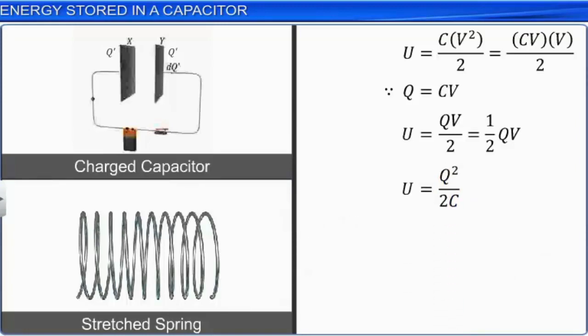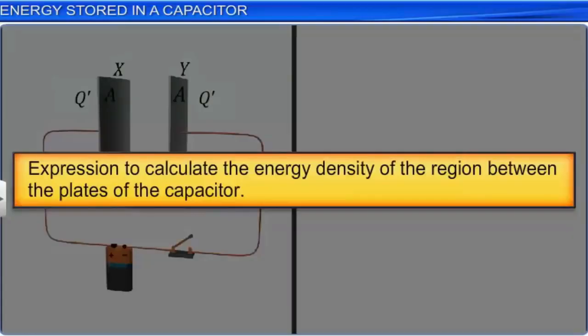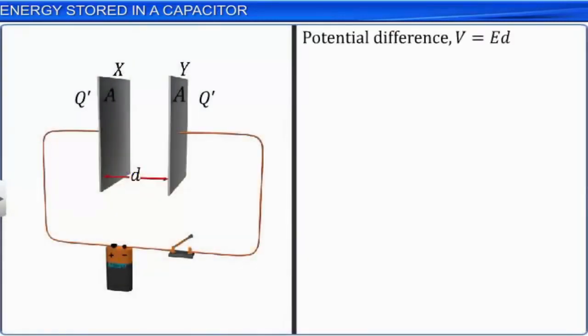The energy supplied to the capacitor in the charging process is released when the capacitor discharges. We can also say that the energy stored in the capacitor is localized in the electric field between the plates. Now let us derive an expression to calculate the energy density of the region between the plates of the capacitor. The electric field strength E between the plates of the capacitor is equal to V by D, assuming a uniform electric field between the plates. Let this be equation 4.